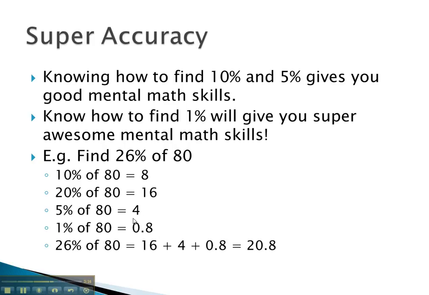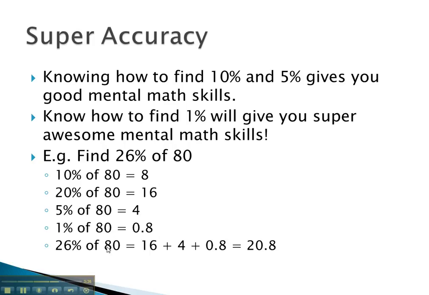But how do I get that extra 1%? Well, 1% of 80 is 0.8. How do you find 1% of a number? If you're finding 10%, you're moving the decimal place one place. How many places do you think you're going to move it for 1%? 2 places. 1, 2. So 1% of 80 is 0.8.